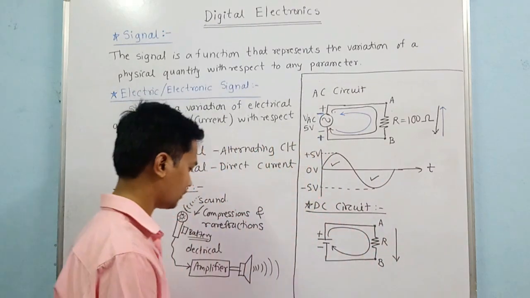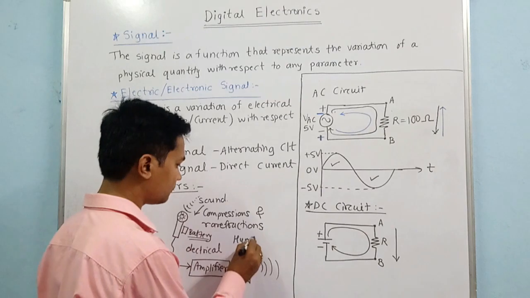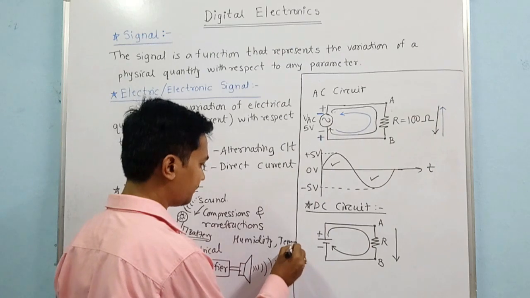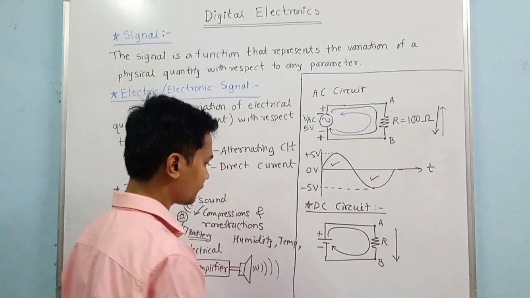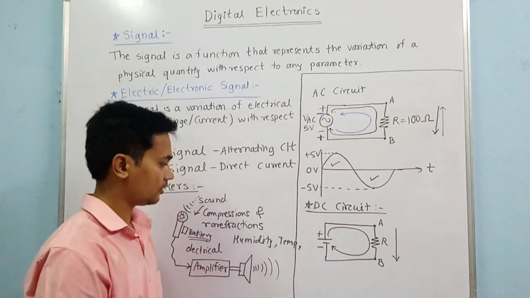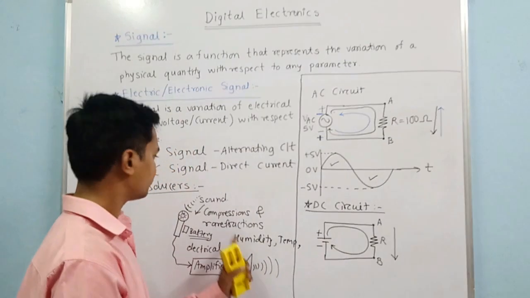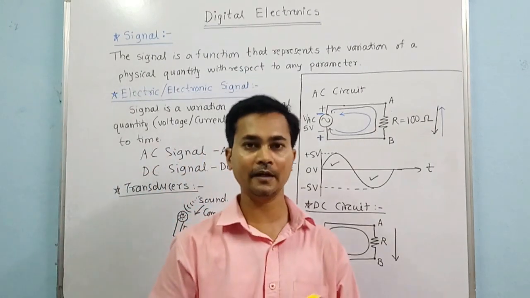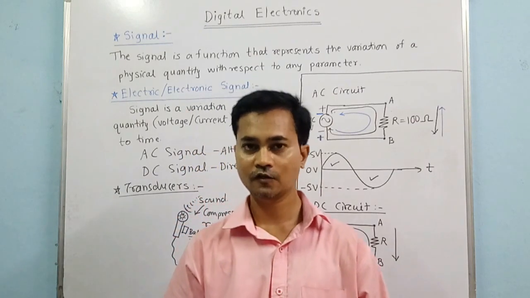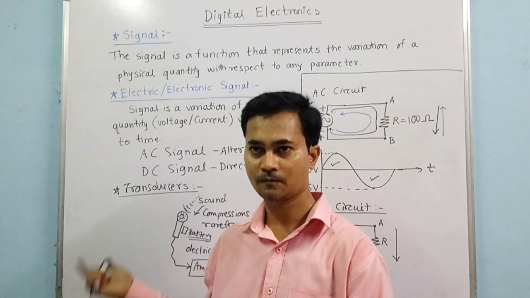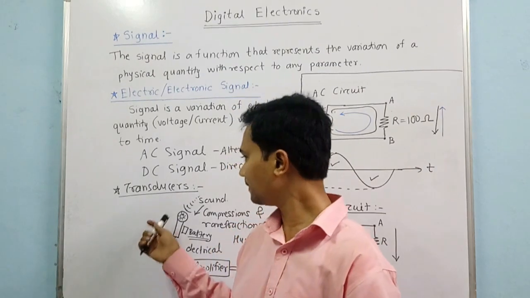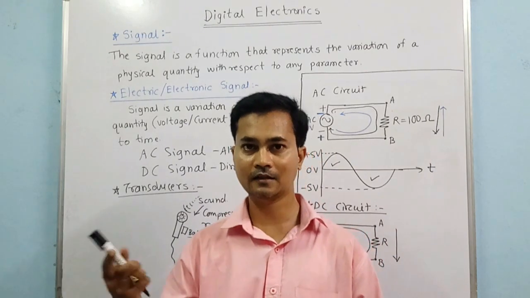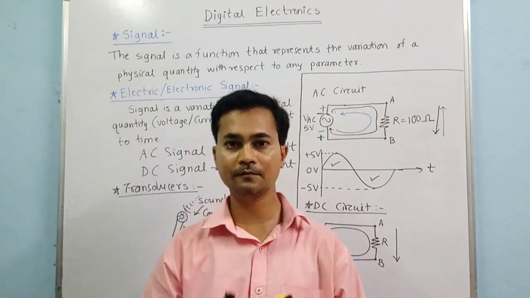Humidity sensor, then temperature sensor. So these are some examples which you can use as transducers. Transducers play a major role while implementing any digital circuits. That is the next part of this video, but later on we will come to these points also. So I hope you understand what is meant by signal, what is meant by electronic signal, and what is meant by transducer.